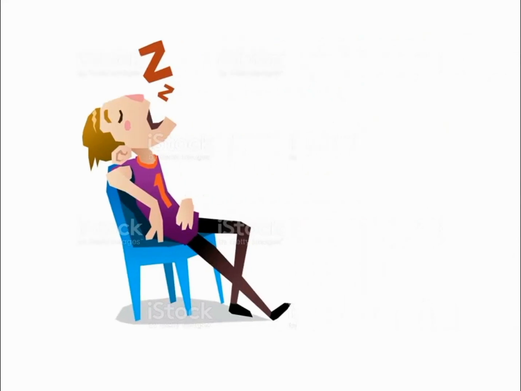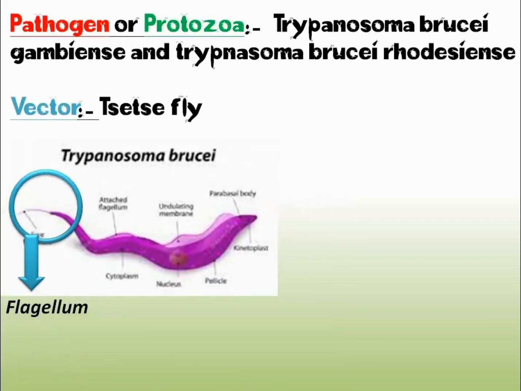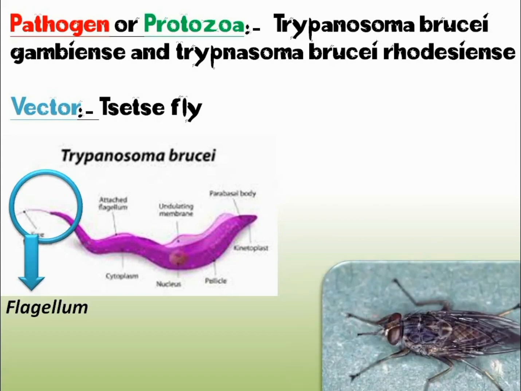So next one we are going to learn is sleeping sickness. The sleeping sickness is caused by a pathogen of protozoa, Trypanosoma brucei gambiense and Trypanosoma brucei rhodesiense. The sleeping sickness is also known as trypanosomiasis. So the vector is tsetse fly. If we observe in this diagram, Trypanosoma brucei has a slightly projected flagellum. So this Trypanosoma brucei is a flagellated protozoan, right? So here is the image of the tsetse fly.